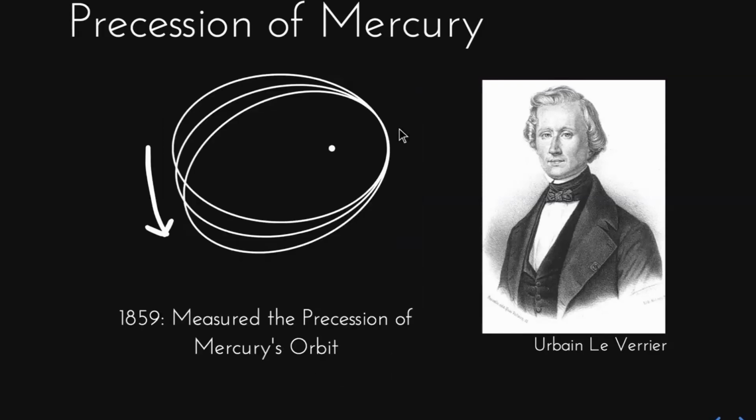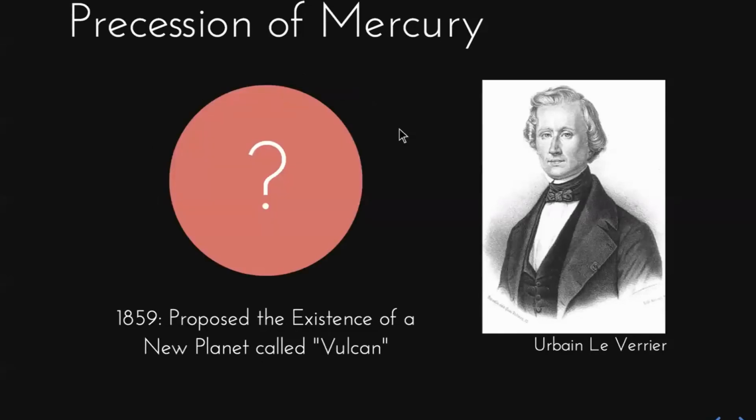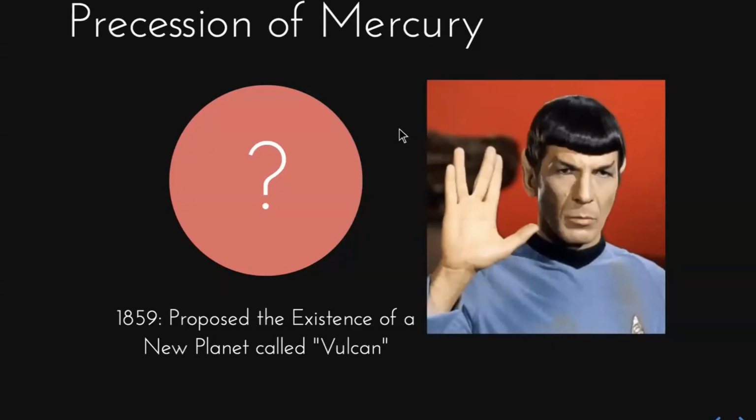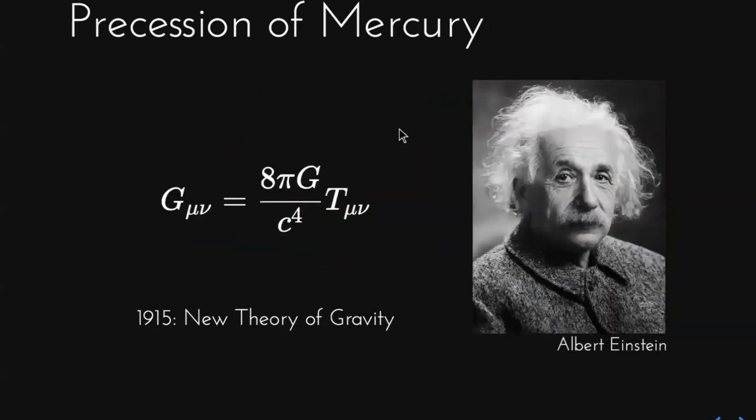So he measured the precession of this orbit, and he predicted that there was another planet around, and he called that planet Vulcan. He proposed the existence of this new planet, Vulcan, which is where Spock is from. Of course, you all know that there is no planet named Vulcan, not unless we've been hiding it somewhere. You didn't learn about a planet called Vulcan in any sort of class. So what's the solution to this? Okay, 1915, Einstein, for completely different reasons, proposes a new theory of gravity.